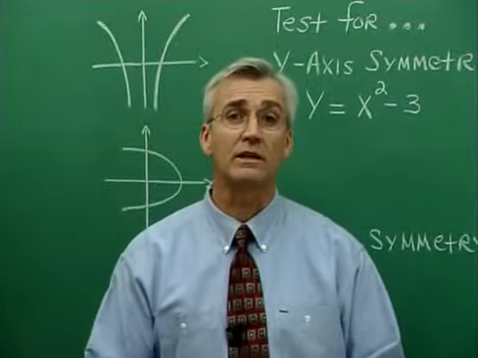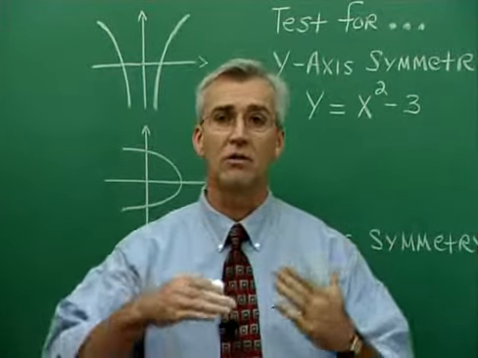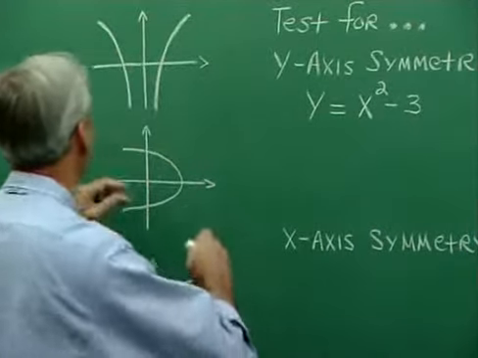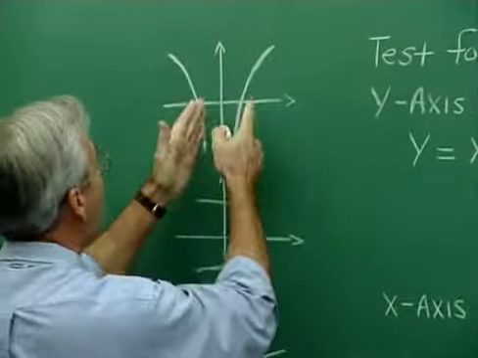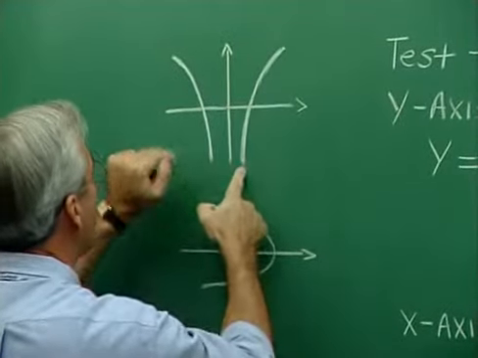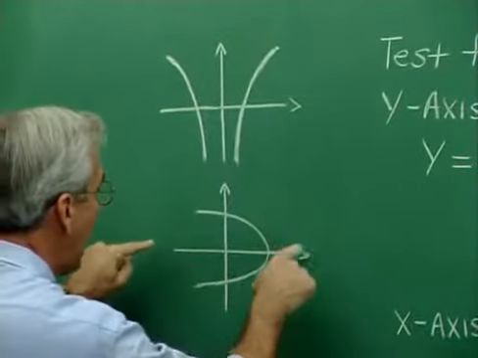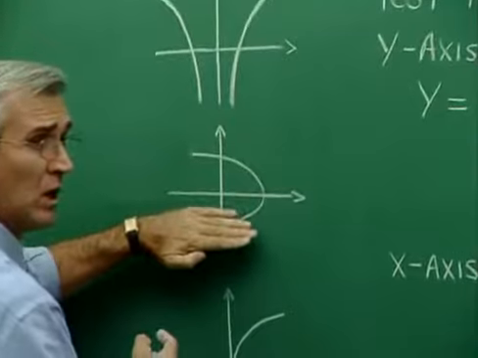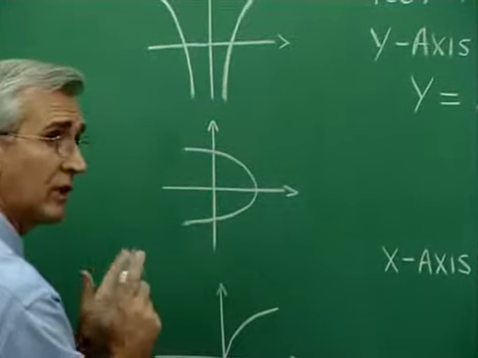Symmetry is a quality of a graph that causes it to look the same on the left and right or above and below one of the axes. For example, here's an example of symmetry about the y-axis, because the graph here looks the same over here as it does over here. Here's an example of symmetry about the x-axis, because the graph looks the same above and below the x-axis. It's a reflection in the x-axis, we can say.